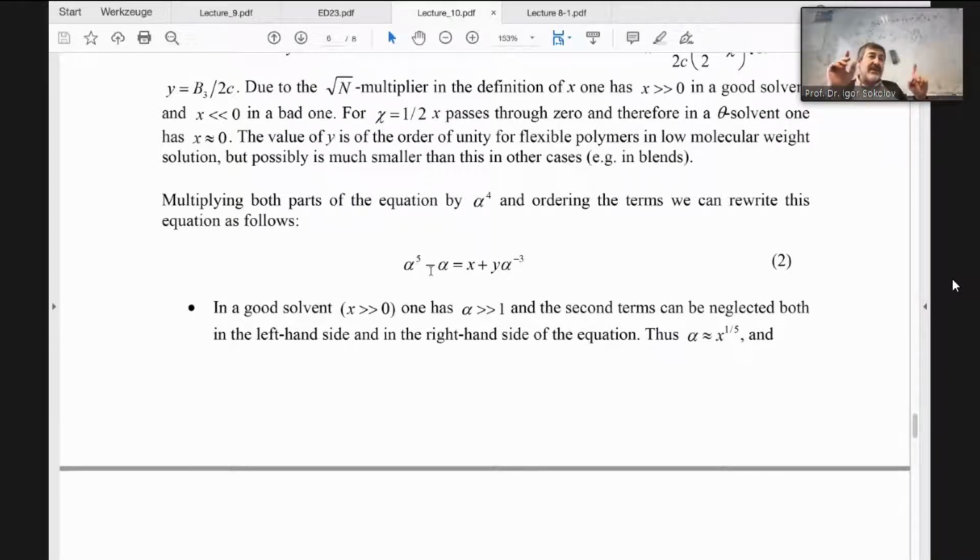Alpha is larger than 0 because the end-to-end length of a chain cannot get negative. So alpha is positive. Here is something large and positive, therefore this is large and positive, and this is then small compared to this, and this is very small. So then I have alpha of the order of the 5th root of x.